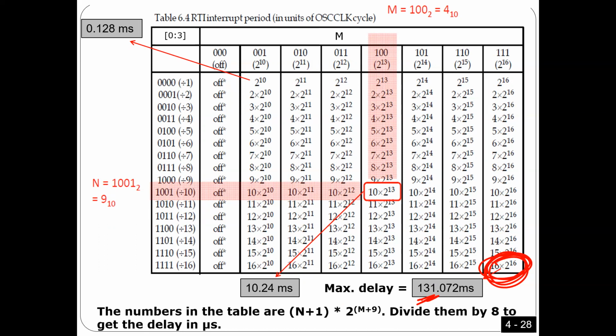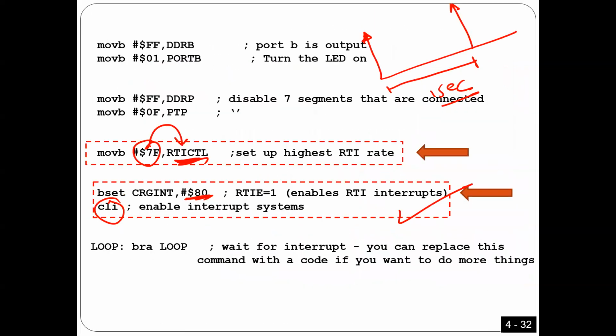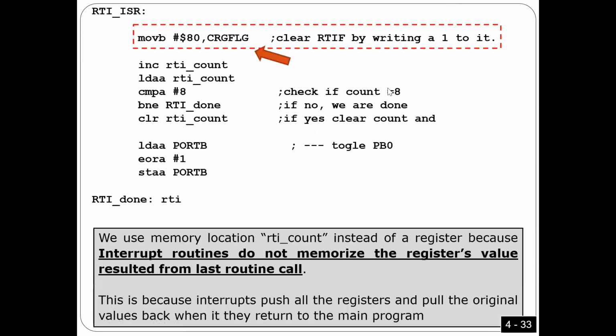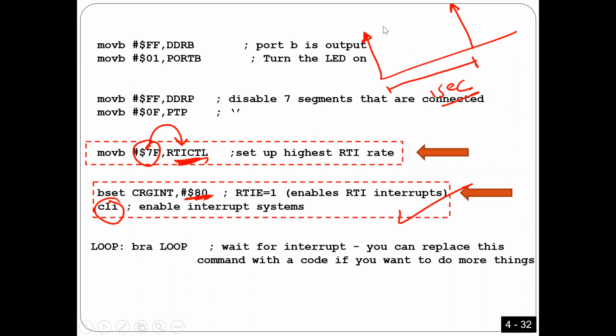Okay, so how can I solve this problem? Again, what is the problem? In order to make a flashing LED every 1 second, I need interrupts every 1 second. However, the maximum time out I have is only 131 milliseconds. You got what I'm saying? How can I solve the problem? It's very simple. Look what I'm going to do. I'm going to trigger an interrupt. This is the maximum time I have.